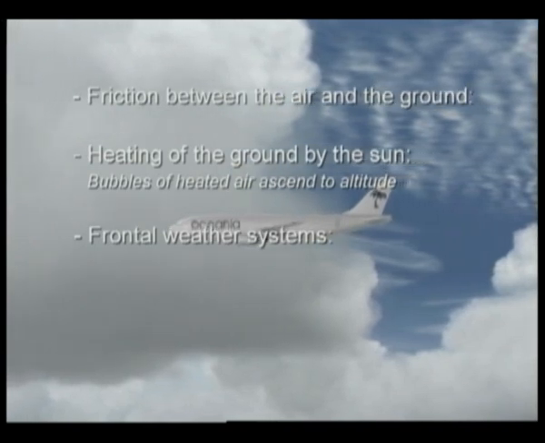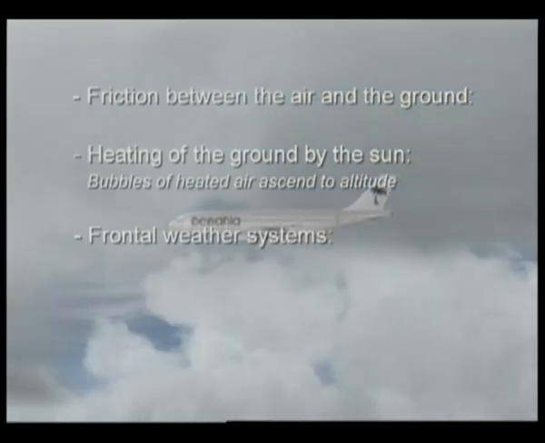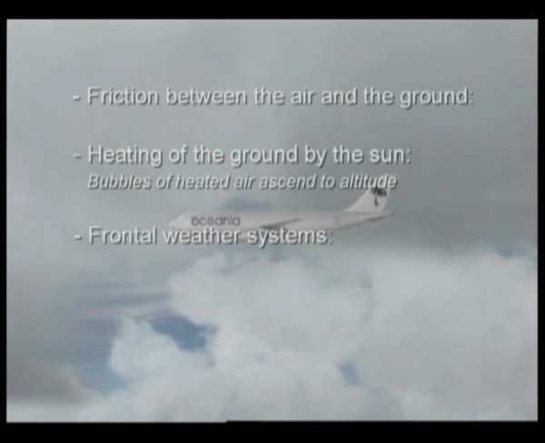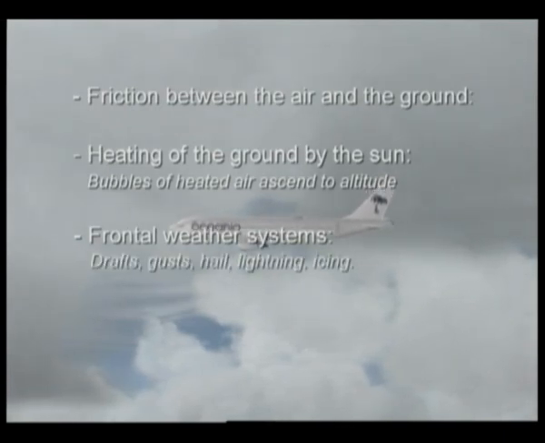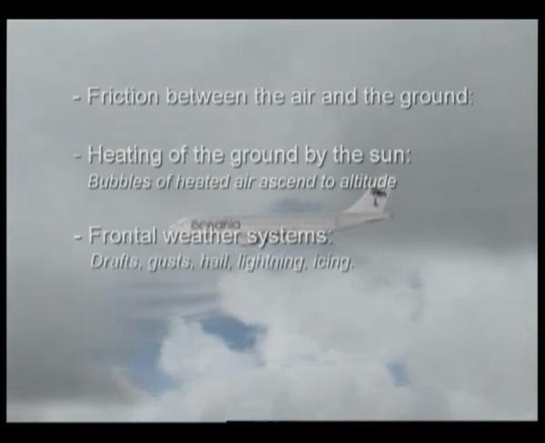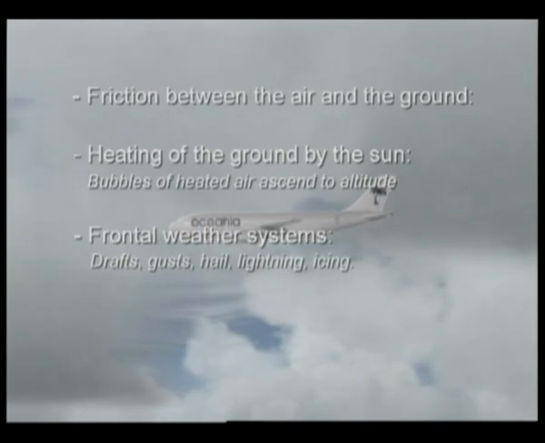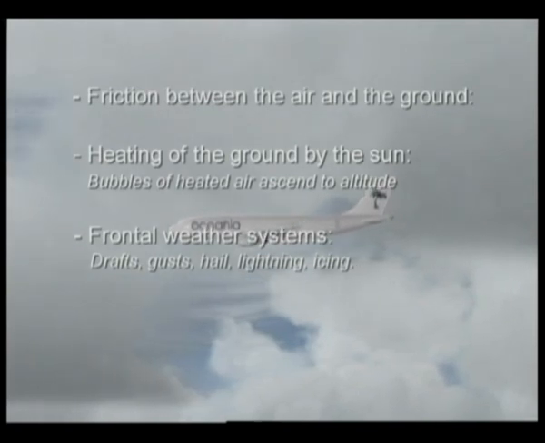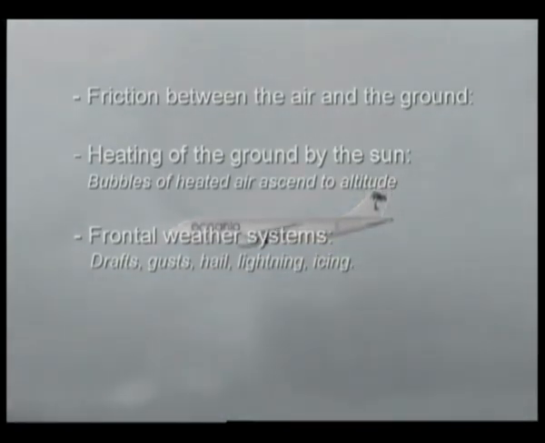We can associate thunderstorms with the passage of frontal systems, which present special problems to flight as a result of drafts, gusts, hail, lightning, and icing. The cloud most associated with thunderstorms is called Cumulonimbus, heavy masses of cloud with vertical development extending to well above freezing level. In the tropics, this type of cloud can rise to well above 20,000 feet.